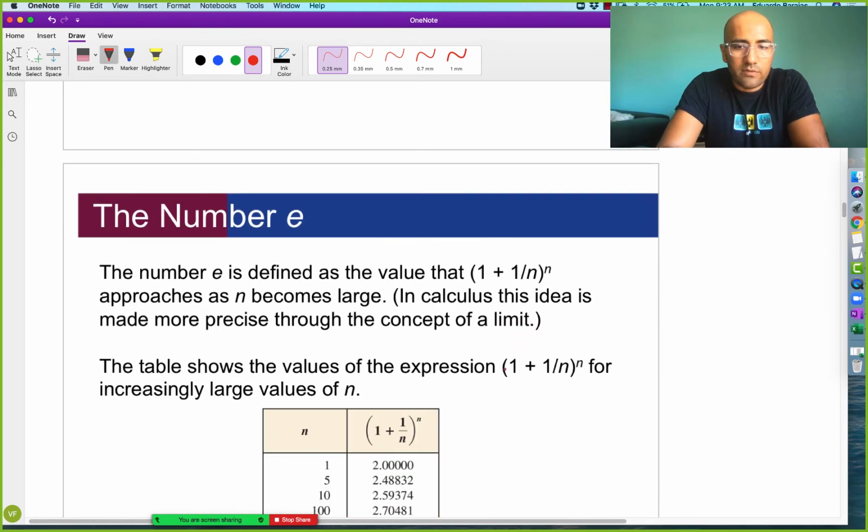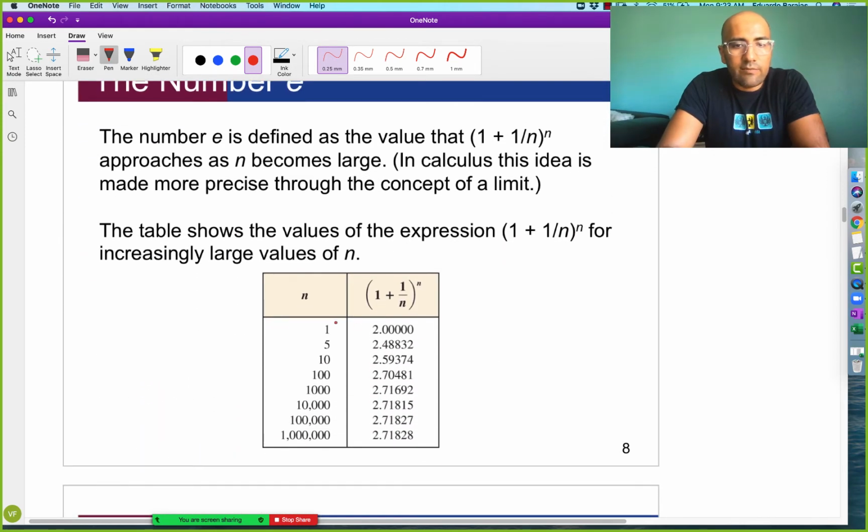Here's a table similar to what I created. At 1, we had a 2. At 5, we get this decimal. At 10, this decimal. At 100, that decimal, and so on and so forth. But eventually, it starts to narrow down on this.